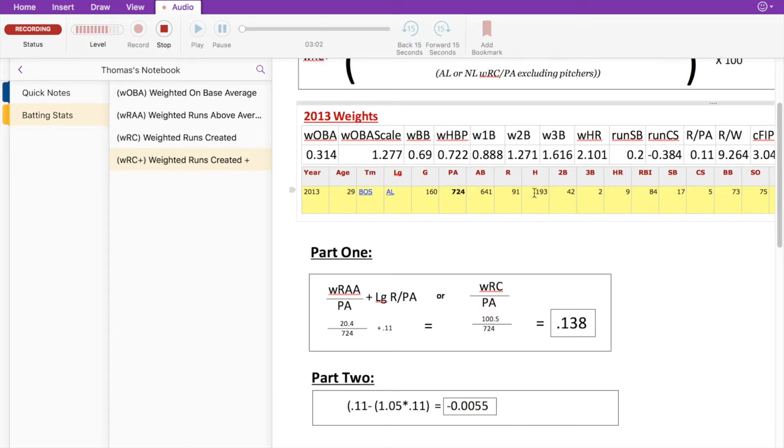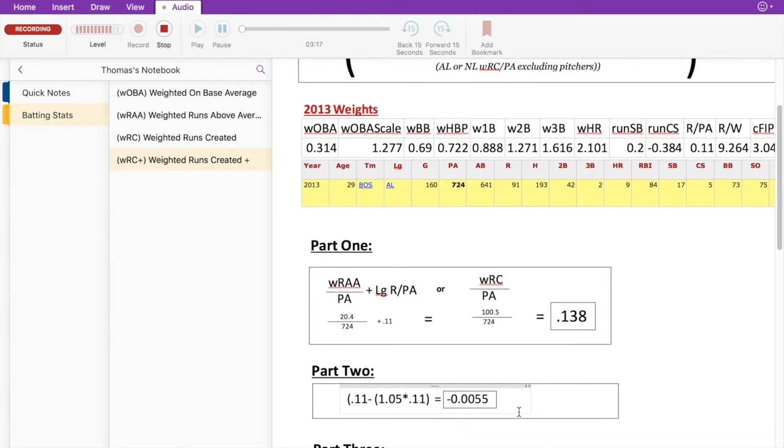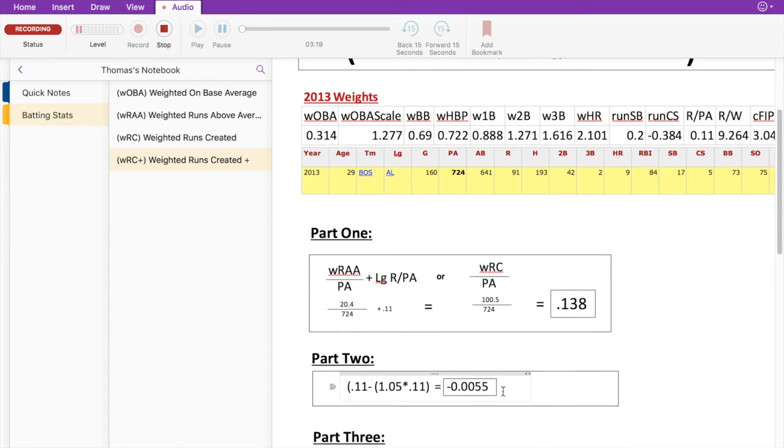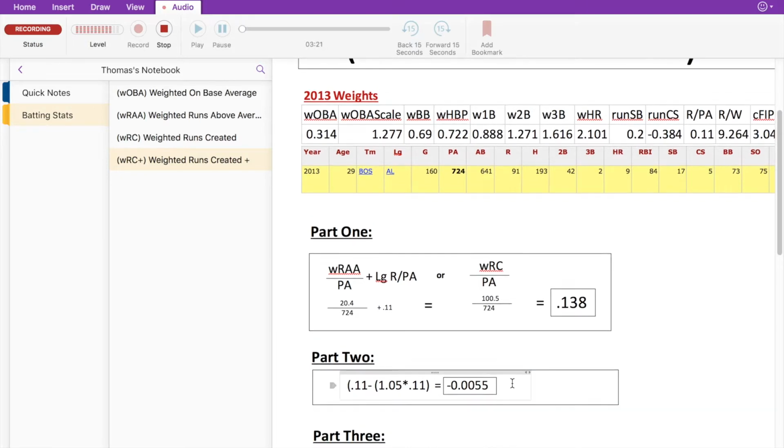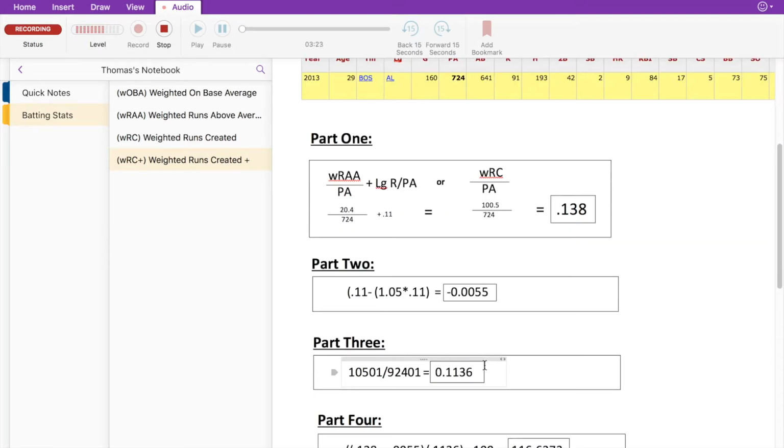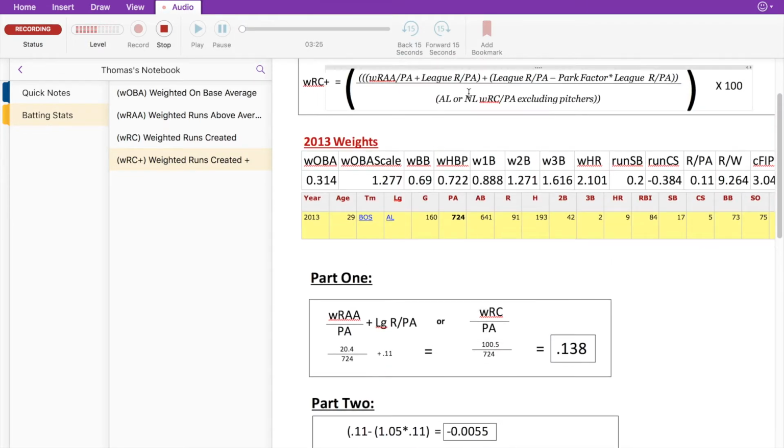Dustin Pedroia plays obviously at Fenway Park, and that has a park factor of 105. We use 1.05 for this measurement, which basically means that it's more of a hitter's park. So once we subtract that out, then we do this part.